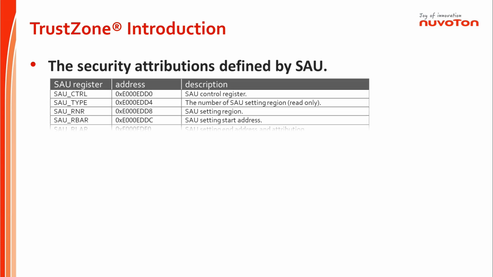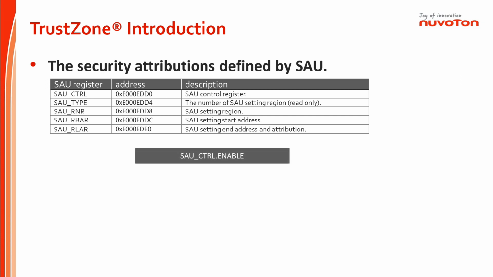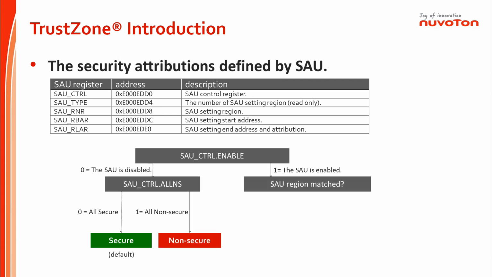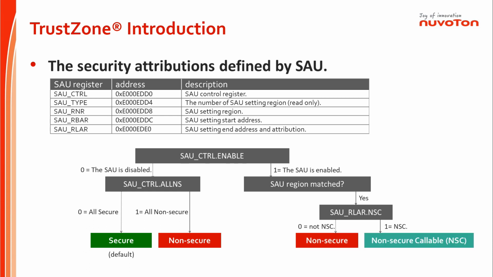Users can set their own security attribution configuration. If SAU is disabled, the whole memory map can be set to all secure or non-secure. If SAU is enabled, you can set a certain address range's security as non-secure or non-secure callable. Other addresses not defined are secure.